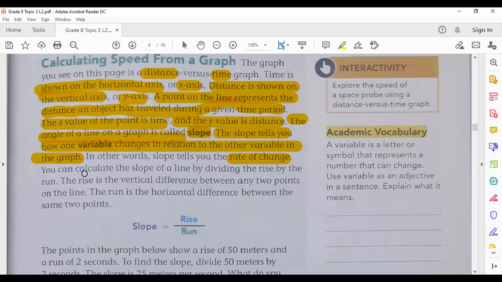So you can calculate the slope of a line by dividing the rise by the run. The slope can be calculated by dividing rise over run. What is the rise and what is the run? The rise is the vertical difference between any 2 points on the line. Notice, please: rise is the vertical difference between any 2 points.